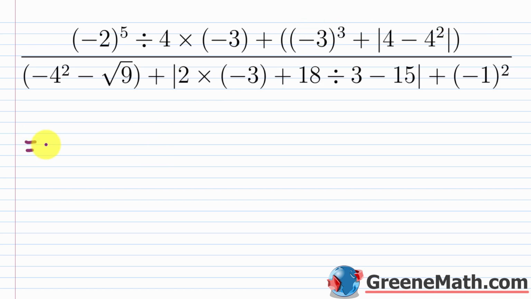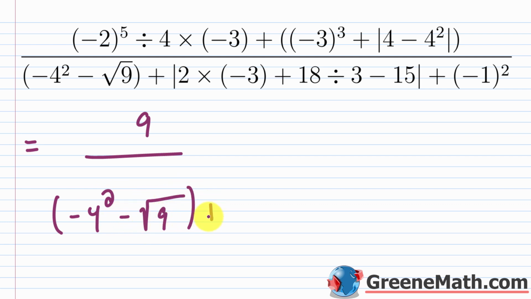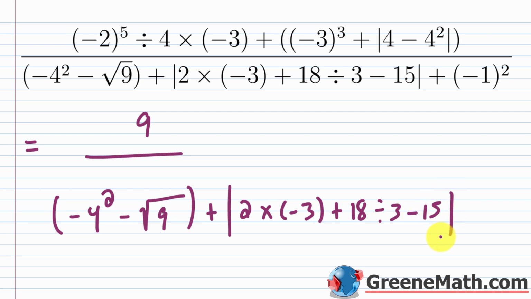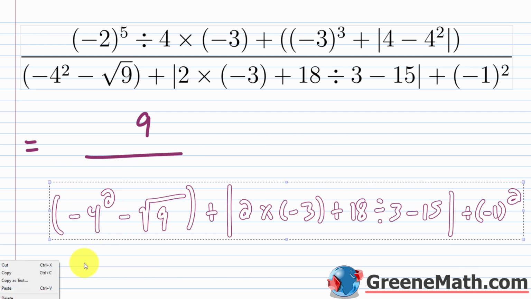So basically, I'm going to come back up, and the result of the numerator is going to be 9. Then this is over. I'm just going to copy the denominator. So we have this negative of 4 squared minus the square root of 9. And then plus, you have the absolute value of 2 times this negative 3. And then plus 18 divided by 3 minus 15. Let me close down the absolute value bars there. Then plus, you have this negative 1 being squared. Okay, I'm going to grab this, paste that in there.